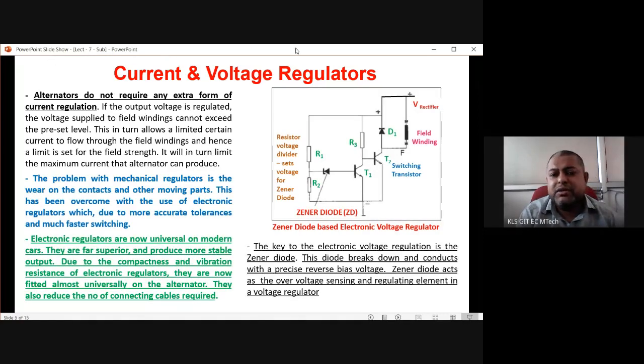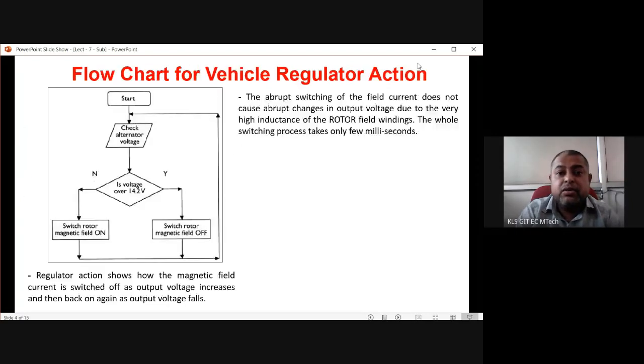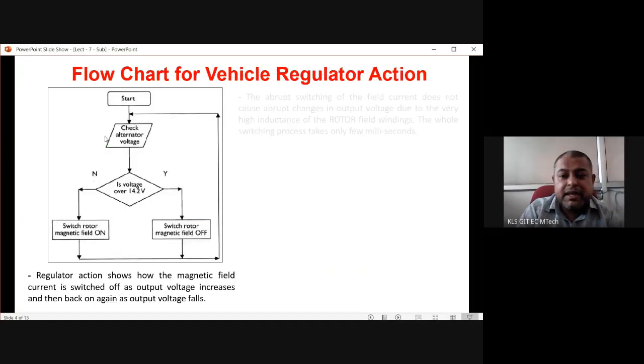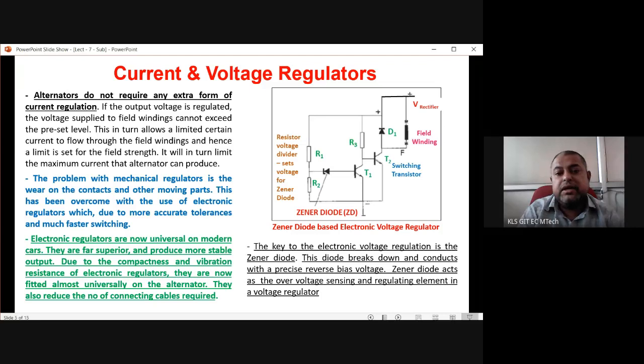So current and voltage regulator, but a current regulator is not required because the alternator does not require any extra form of current regulation. We are mainly doing the voltage regulation. This is the supply which is coming from the half wave 3-phase rectifiers. If you remember, I'll go 3 slides back. If you remember this point, one supply is going to the warning light, and another point is coming to the field diodes. From the field diodes, it is coming to the regulator. So this point is shown here in the next slide like this.